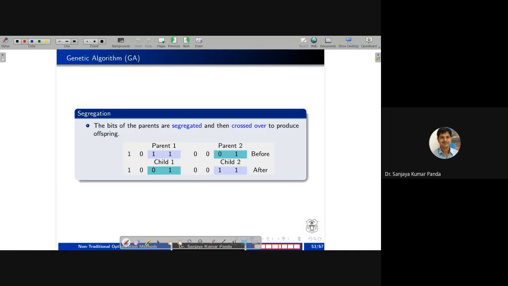Similarly, there is another approach called segregation. Segregation says that the bits of the parents are segregated, then crossed over to produce the offspring. Here you can see I have taken a part of parent 1 and the same part appears in child 2. I have taken some part of parent 2, and it appears in child 1. It is also the same as our single point crossover. You choose this particular point and generate the children. But as we are focusing on one part of the chromosome, we call this process segregation.